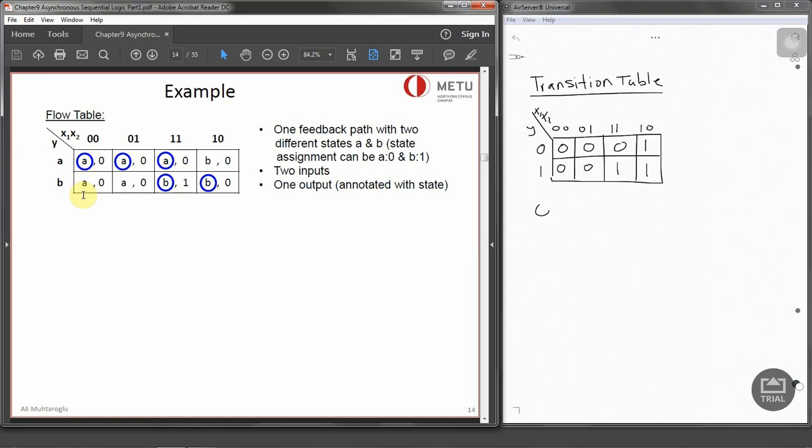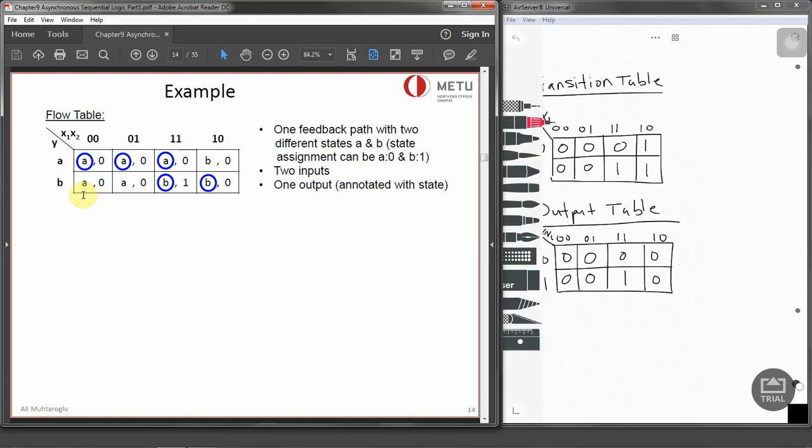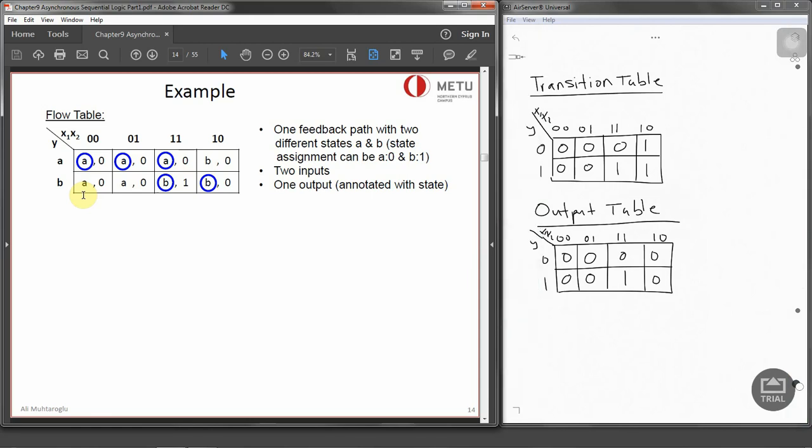We can also derive the output table, for which we just need to consider the outputs. Again, 0 0, 0 1, 1 1, 1 0, that's for x1, x2, and y 0 1. And our outputs are 0 0 0 0 0 0 1 0. Now we have got our transition table and our output table. To specify the stable states, we just need to circle, because the present is 0, next is 0, these are stable ones, and present is 1, next is 1, these are stable ones.